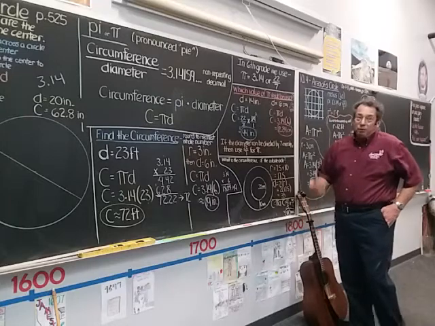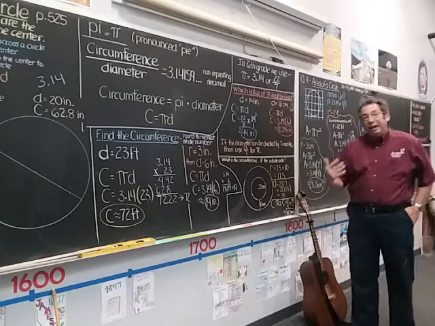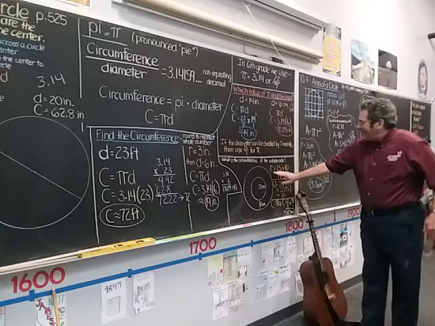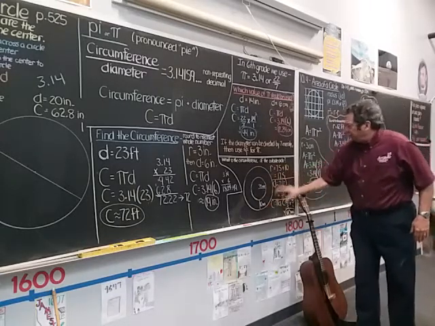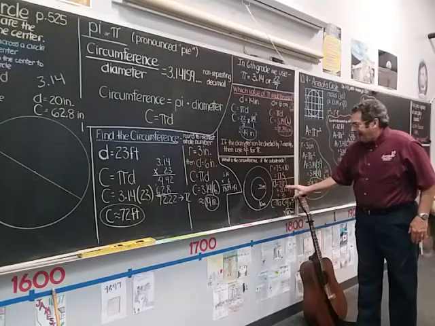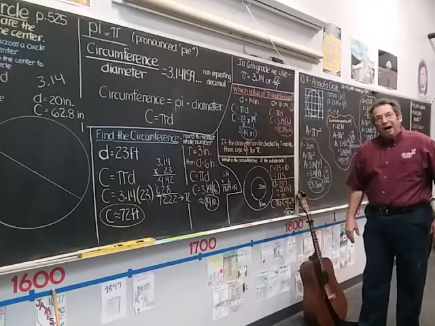So I'm going to need to know the radius, and the diameter, in order to find the circumference of this circle. So the radius is 7.5 plus 10. The radius is 17.5. Well, the diameter will be 2 times that, right? 17.5 times 2 is 35.